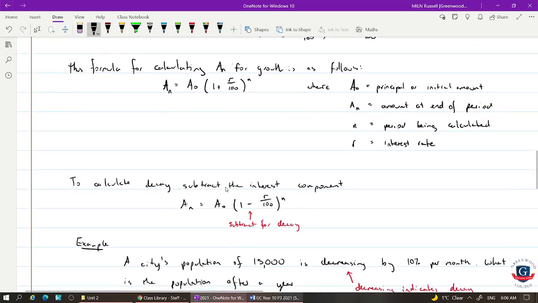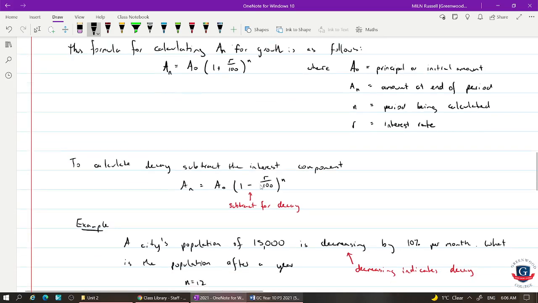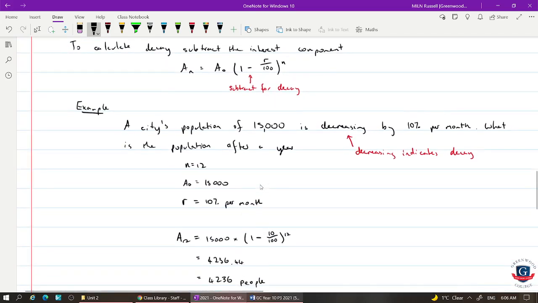Similarly, if we have a decay problem, instead of adding here, we subtract, and it will go down instead of going up. So here's an example. A city's population of 15,000 is decreasing at 10% per month. What is the population after a year? Well, we have to be careful. This is in years, this is in months. So we're going to change the periods over to months. A year is 12 months. The initial value is 15,000. The rate is 10% per month.